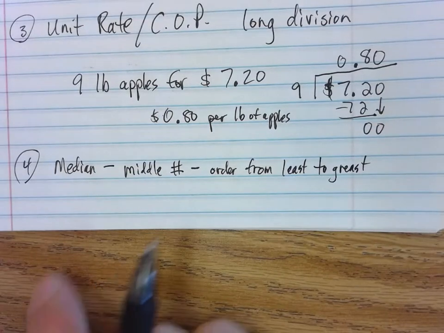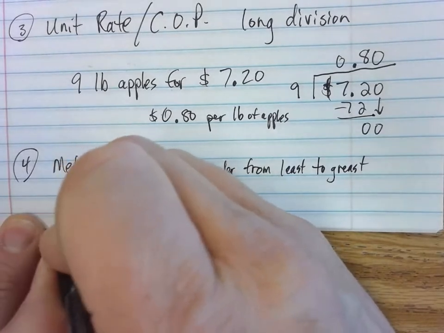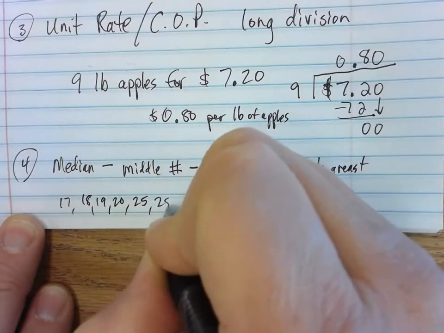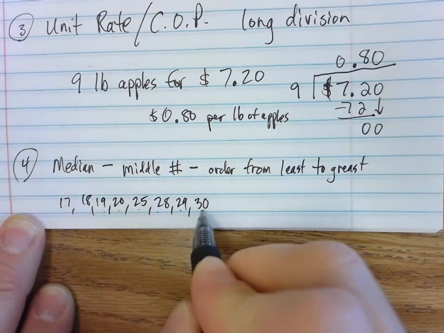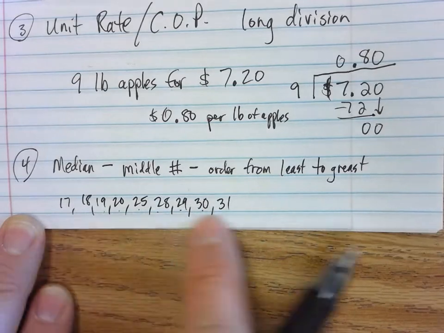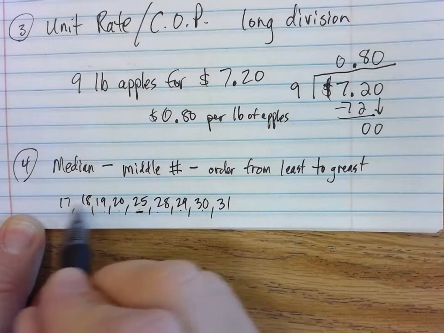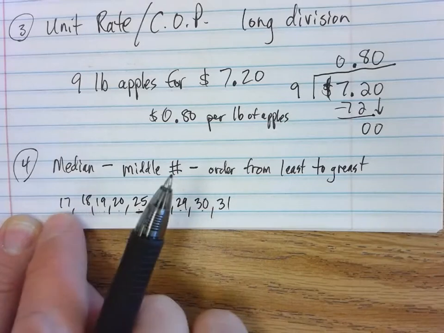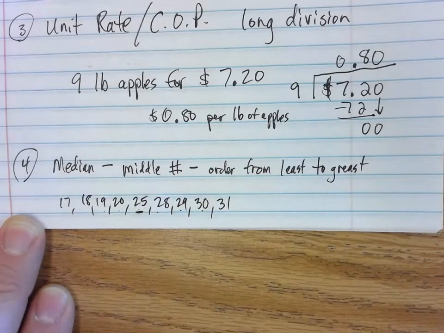Okay, so let's just say if you've got 9 numbers written down there, and I'm just going to make these up: 17, 18, 19, 20, 25, 28, 29, 30. 1, 2, 3, 4, 5, 6, 7, 8. Let's do one more. 9. So 1, 2, 3, 4, 5, 6, 7, 8, 9. If there's an odd number of numbers, you can see there is going to be one number right in the middle, because then you got 4 numbers on this side of it and 4 numbers on that side of it. So the middle, or the median number out of this set of data, would just be 25. So you'd want to circle 25. That would be your median, or your middle number.